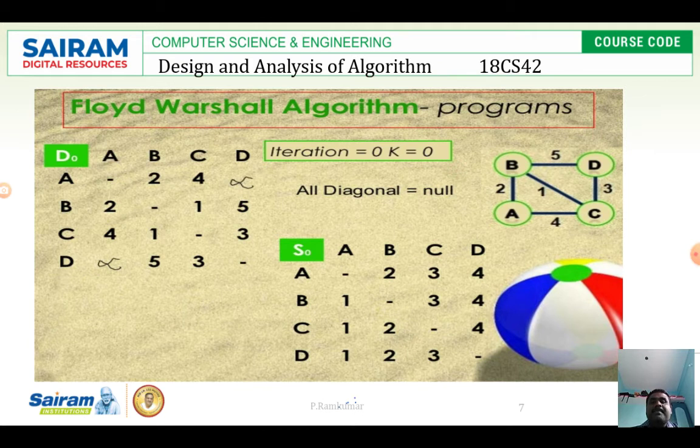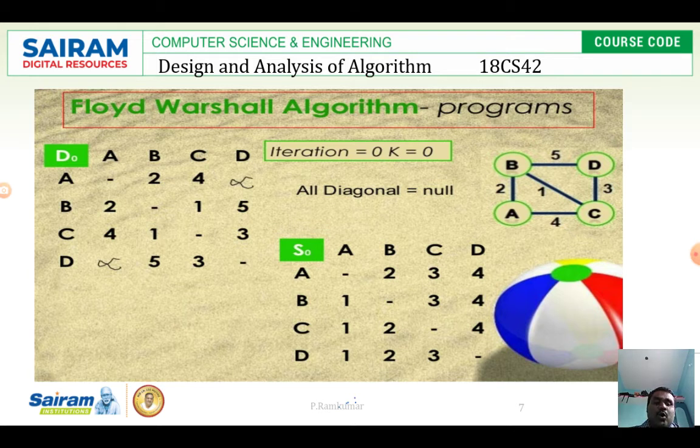Iteration will be K. Consider this example. Here row wise I have written A, B, C, D, and column wise I have written A, B, C, D. First, there is no self loop, because this is a connected weighted graph with no self loop. So all the diagonal elements will be 0. A to B direct path exists, so the weight is 2. I have written 2. A to C direct path exists, so the weight is 4. So I have written 4. But A to D there is no direct path, so it is represented as infinity. Likewise B to A path exists, weight is 2.